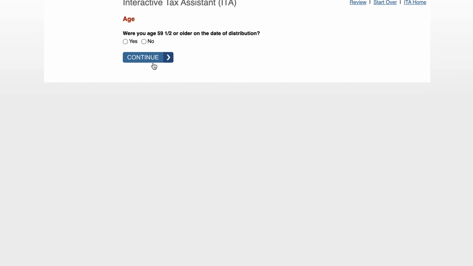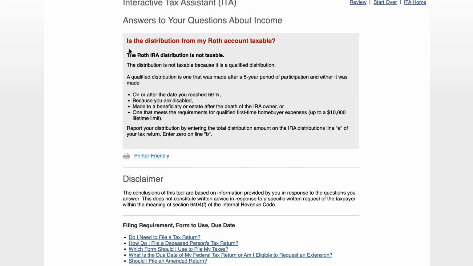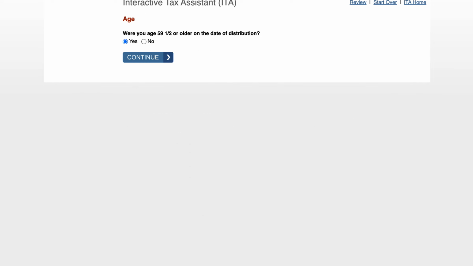Let's go back a little bit and let's just say that we did not inherit this. It was from our IRA. Was any of this rolled over or transferred? We'll say no. Has it been at least 5 years since the beginning of your Roth IRA? Yep. Were you age 59 and a half or older? Well, if you were, that pretty much answers the question, right? So let's say, no, I wasn't.